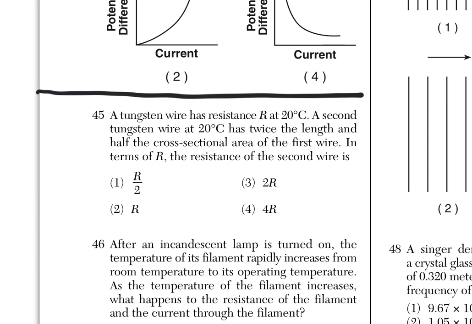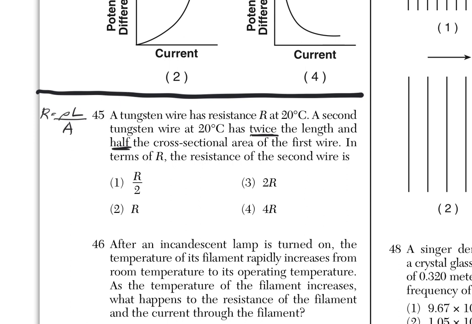Tungsten wire. It says a tungsten wire has resistance R at room temperature. A second tungsten wire, also at room temperature, has twice the length but half the area. So we have proportional change questions: twice the length and half the cross-sectional area of the first wire. In terms of R, what's the resistance of the second wire? So we're making proportional changes here.